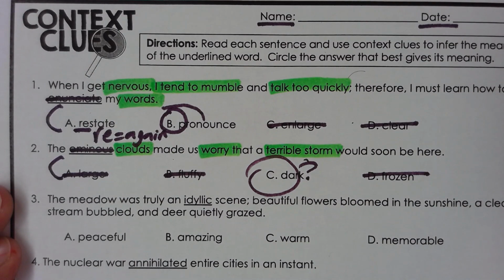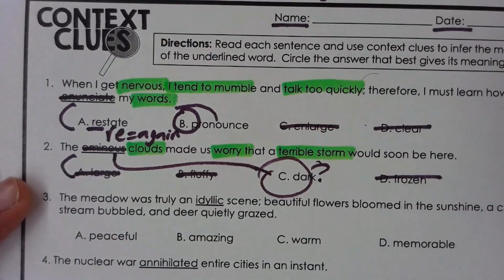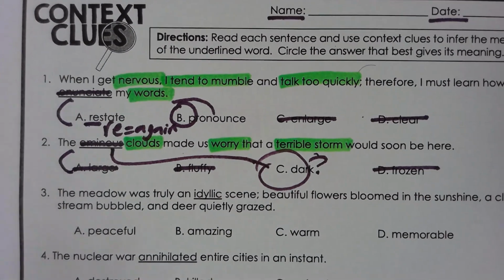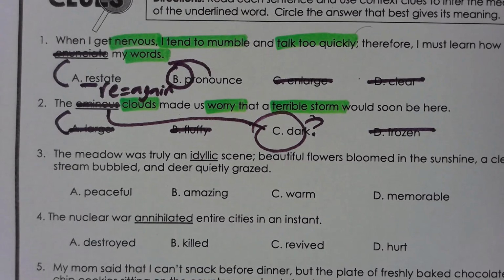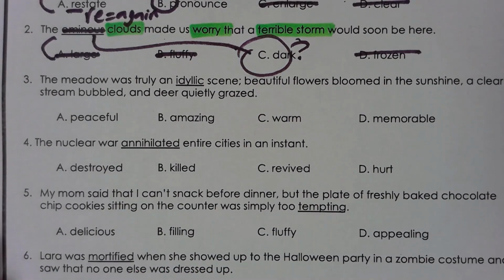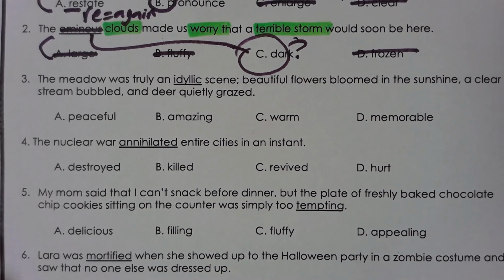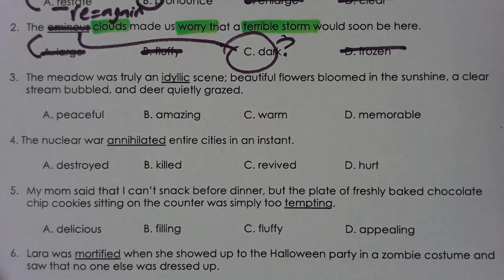And our best meaning is going to be the dark clouds made us worry. So the word ominous means dark. Number 3. The meadow was truly an idyllic scene. Beautiful flowers bloomed in the sunshine. A clear stream bubbled, and deer quietly grazed.